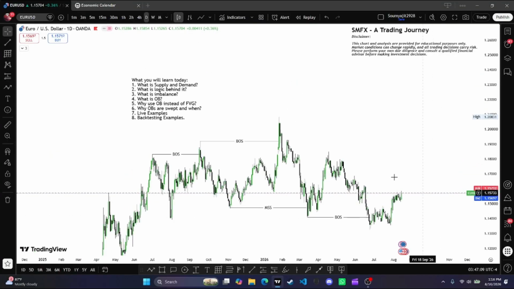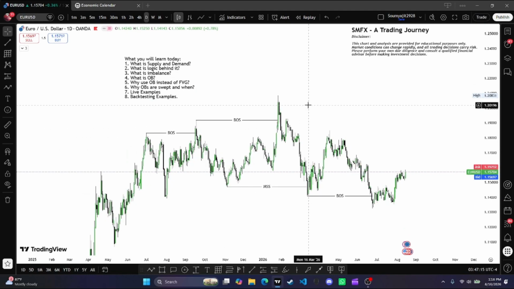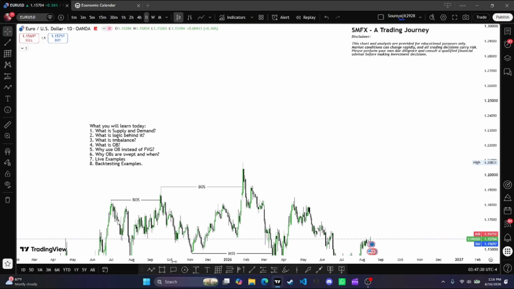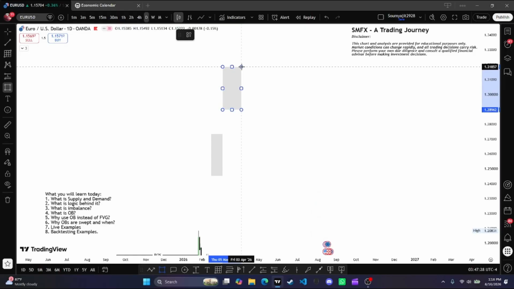Now, what is the imbalance? Imbalance will be a very important concept in this whole thing, because that is what our supply and demand zones, or order blocks to be specific, will depend upon. So to understand imbalance, we will take the example that we all know, or maybe we all might not know.